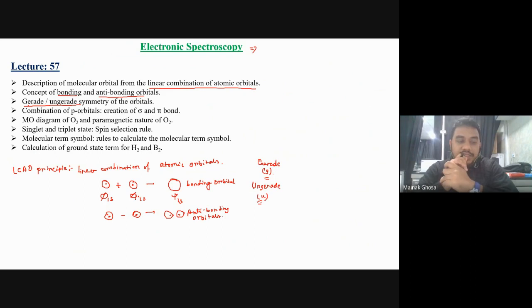Now a combination of p orbitals can create either a sigma bond or a pi bond. Suppose this is my p orbital, one p orbital like this. This is the molecular axis, suppose it is the z axis. Another will be like this. So this is plus, this is minus, this is minus, this is plus, like this. So this will create an overlap like this, as in my drawing.